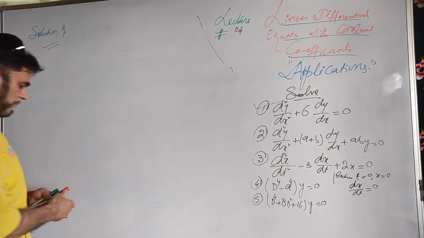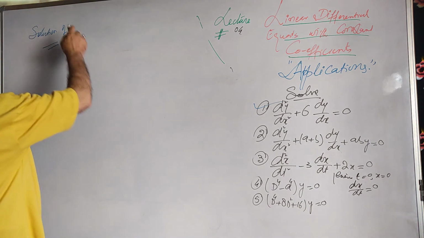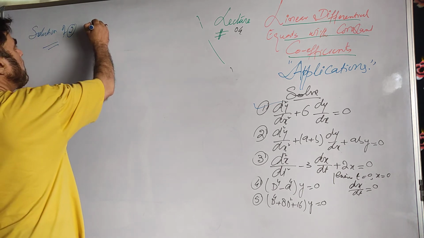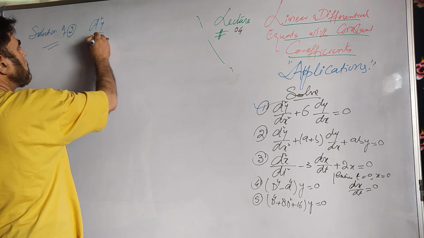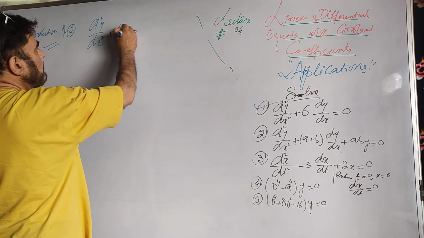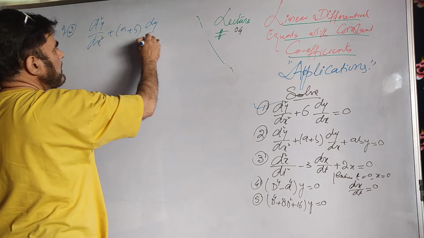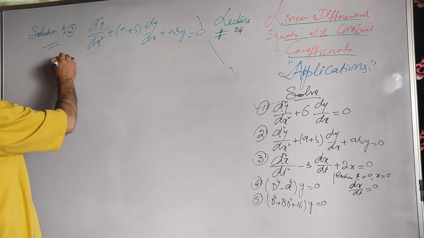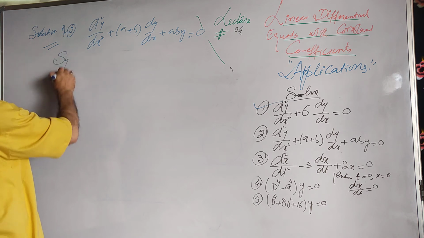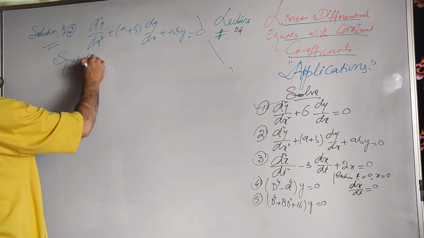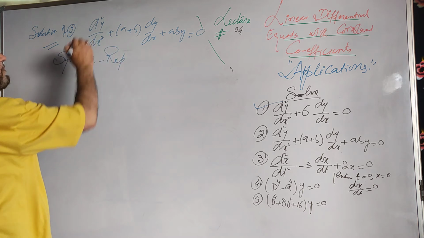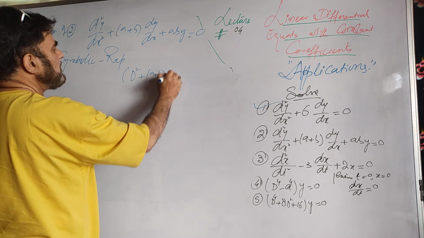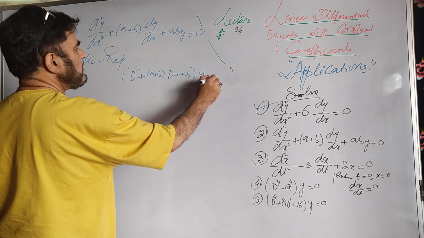Let us have the solution to problem number 2. This is d2y/dx² + (a+b) dy/dx + aby = 0. We write its symbolic representation: (D² + (a+b)D + ab)y = 0.